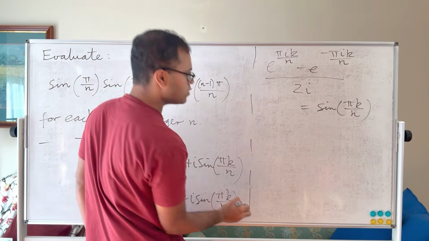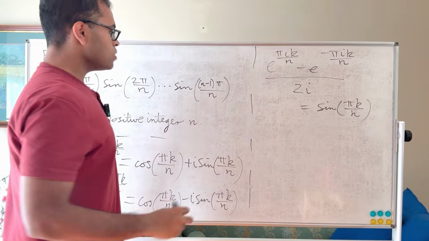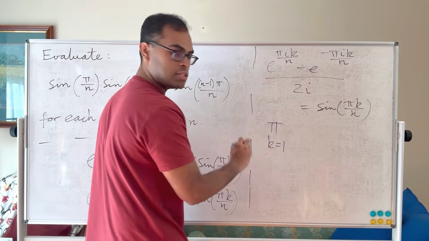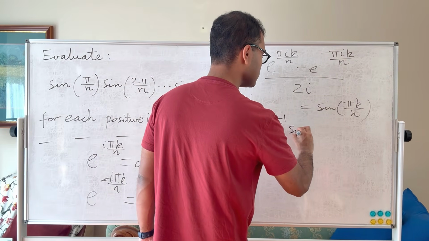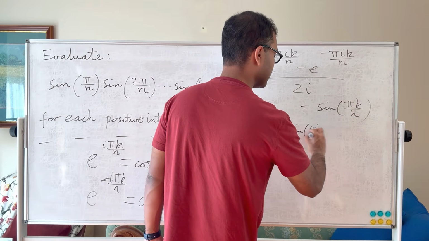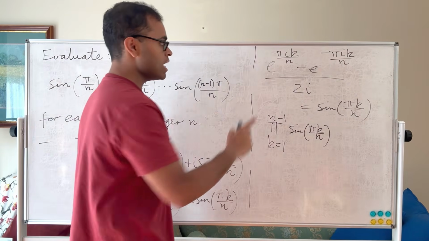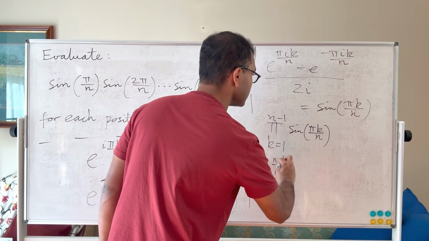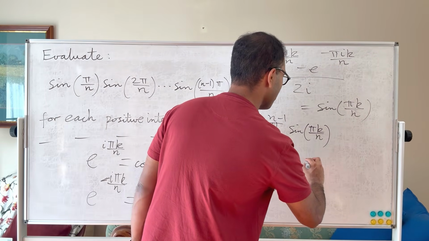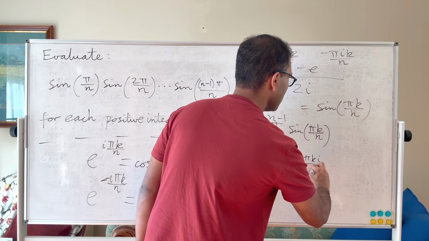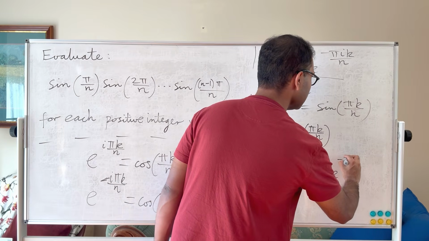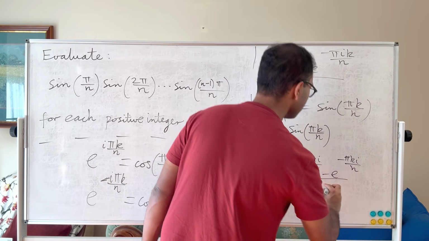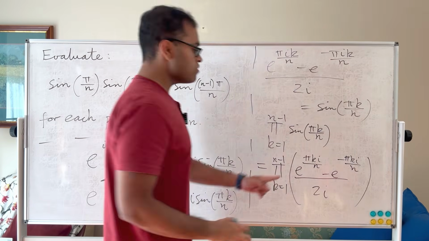So what we're going to do is actually multiply those out. So we're interested in the product, okay? We can write this out as follows. Product k varies from 1 to n minus 1 of sine of pi k over n. That's what we are interested in. And that is the same, by that expression, as the product k from 1 to n minus 1 of e to the power pi k i over n minus e to the power minus pi k i over n, divided by 2i.